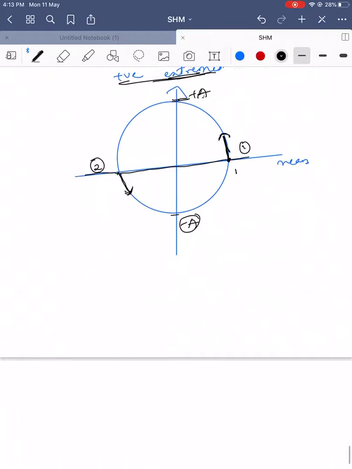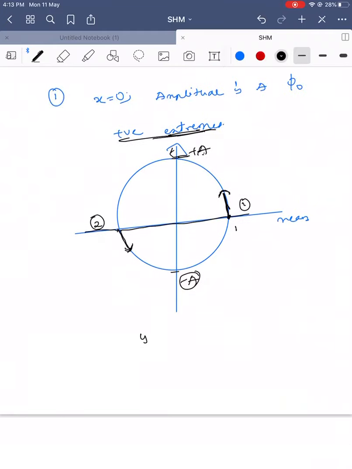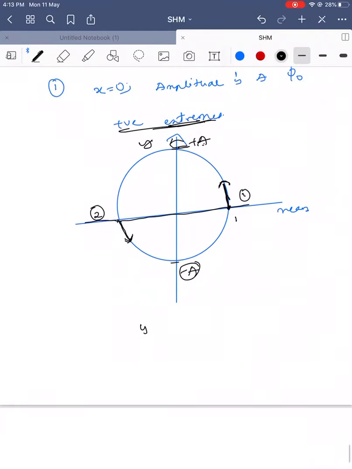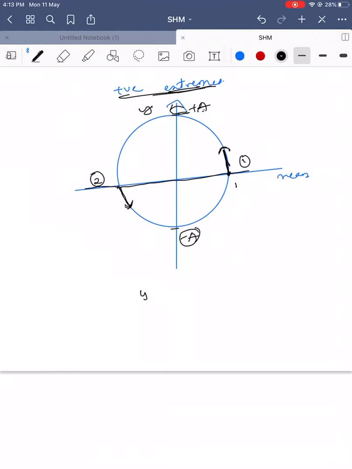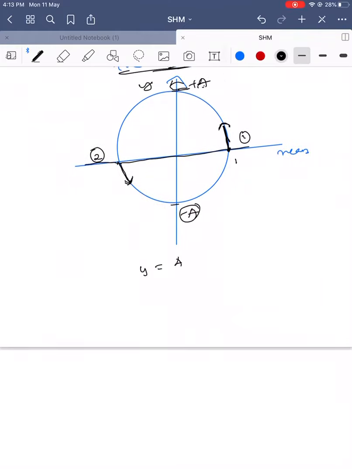So we can write this as, instead of x, I am writing y, as position only. Y is equal to a sin(omega t plus phi naught). Don't ask me why, sir.